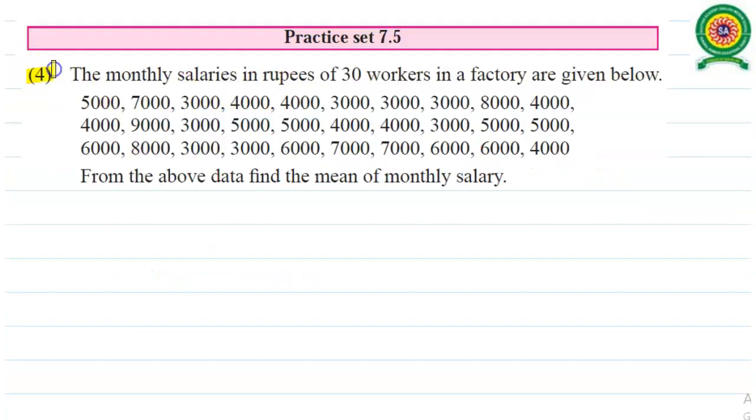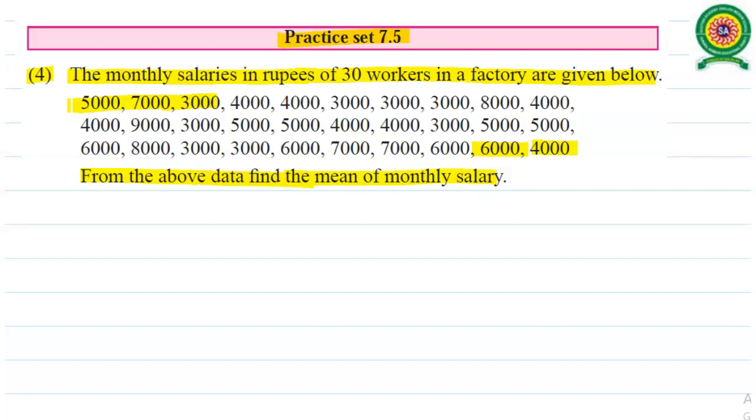Now look at the fourth question from practice set 7.5. The monthly salaries in rupees of 30 workers in a factory are given below, like 5,000, 7,000, 3,000 rupees and so on till 6,000, 4,000 rupees. From the above data, find the mean of monthly salary.